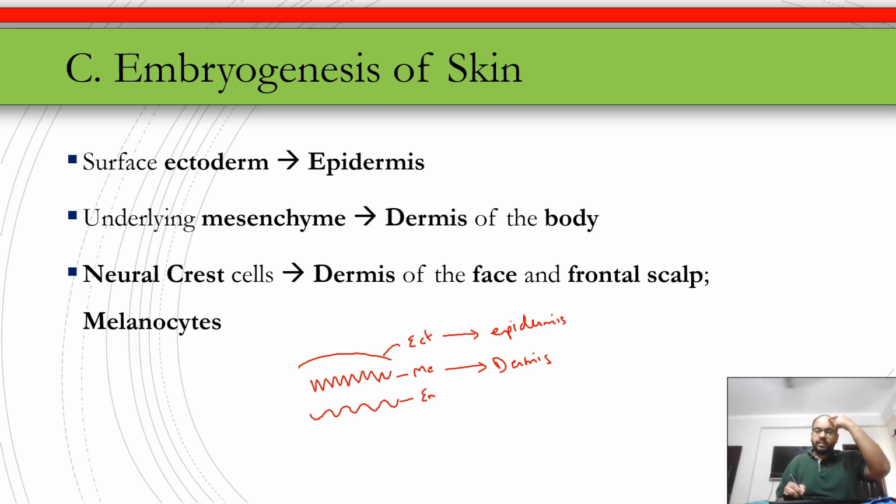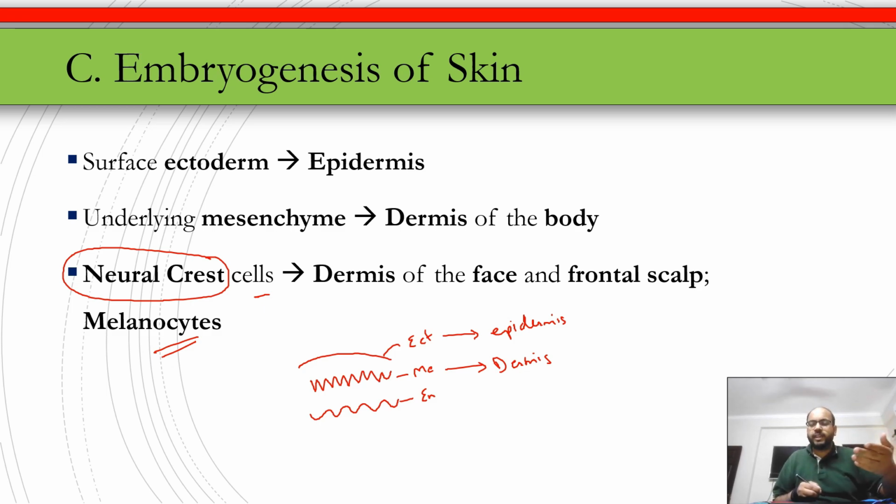The face and the frontal scalp come from neural crest cells. Okay, so the dermis of the face and the frontal scalp is derived from neural crest cells, while the dermis of the entire body is derived from the underlying mesenchyme or mesoderm. Okay, neural crest cells also give rise to melanocytes. So I will not go into much detail about the embryogenesis of melanocytes. We have covered that in detail in the lecture on melanogenesis. So I request you to go back and see that segment on embryogenesis of melanocytes. Okay, let's move forward.